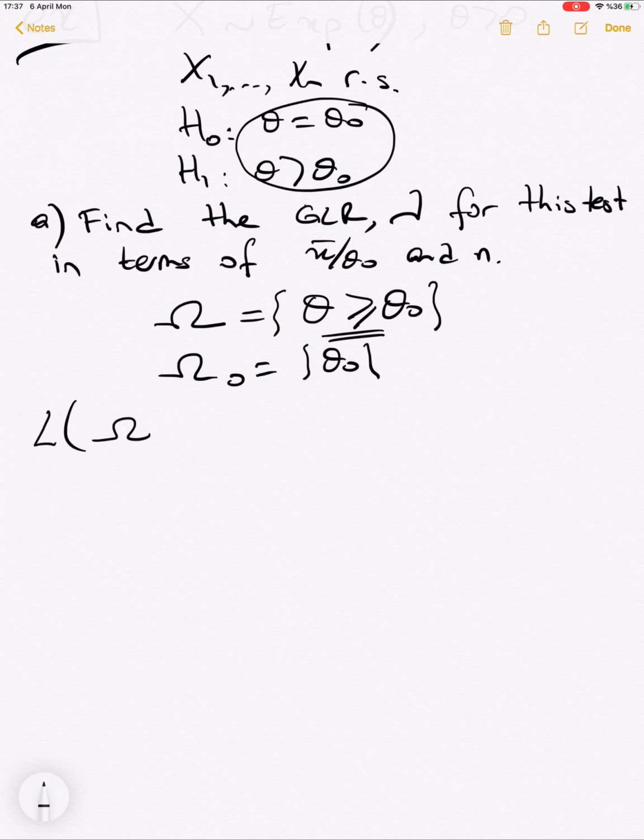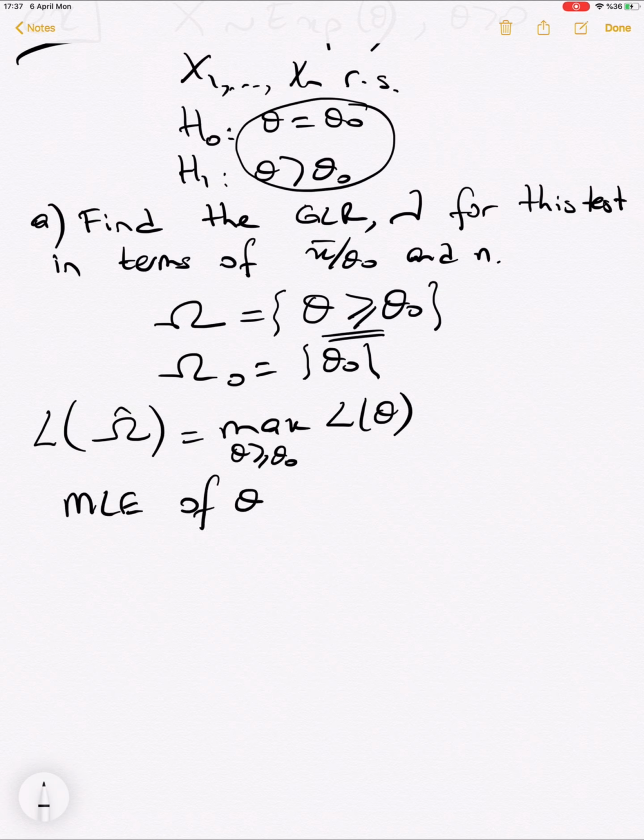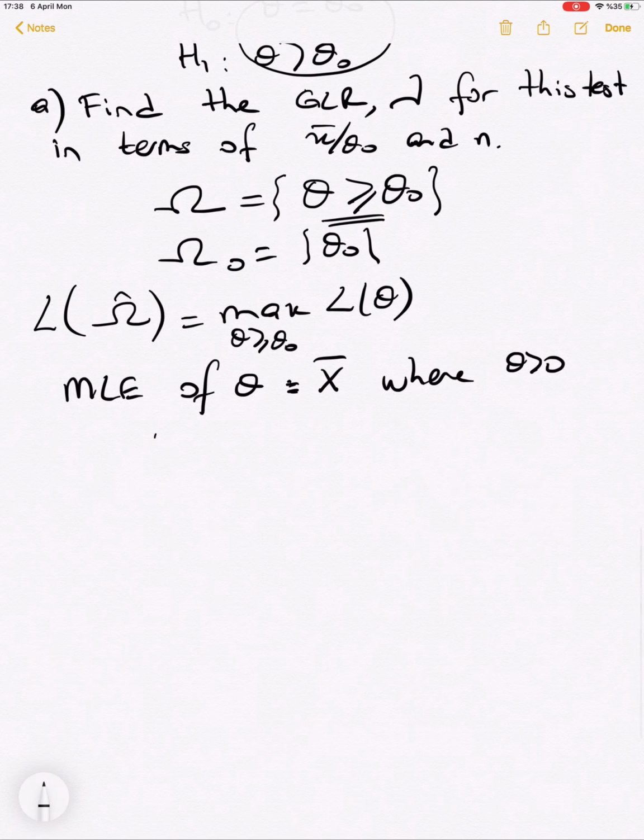Okay, so let's find this quantity. This is the maximum value of the likelihood function under the case that theta is greater than or equal to theta 0. You know, for the exponential, our MLE of theta is x bar, where theta is greater than 0. But where theta is greater than theta 0, we cannot be sure that our x bar is greater or less than theta 0. So we have to consider this fact. So let's say we have theta. Let's draw our likelihood function.